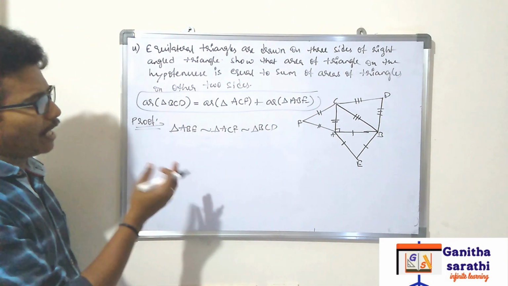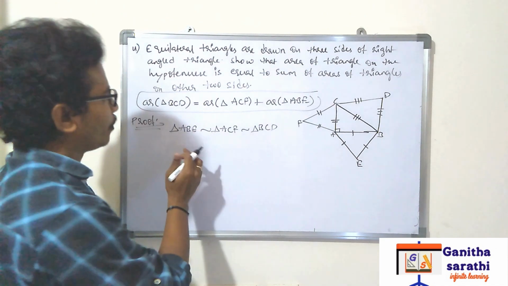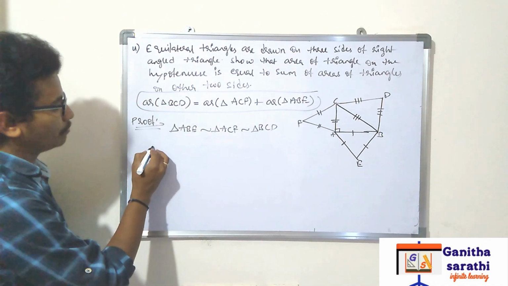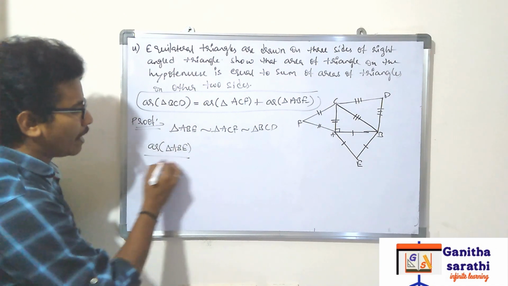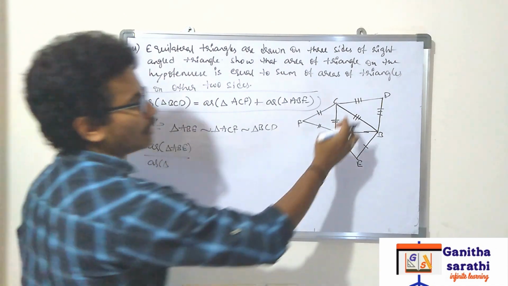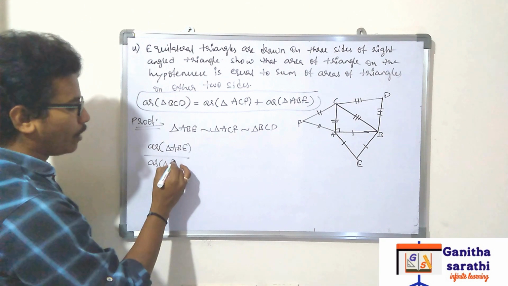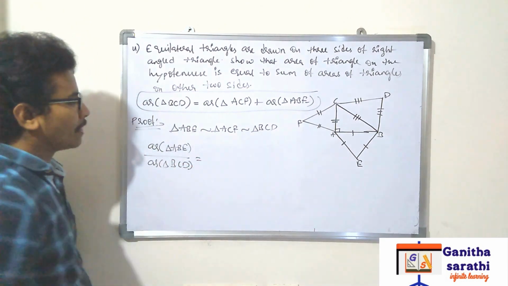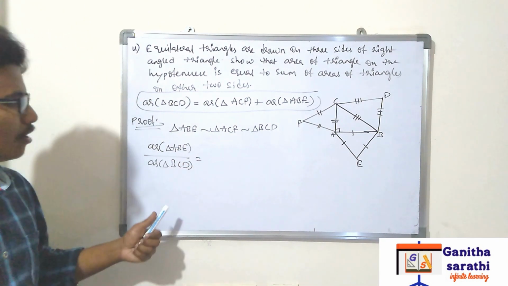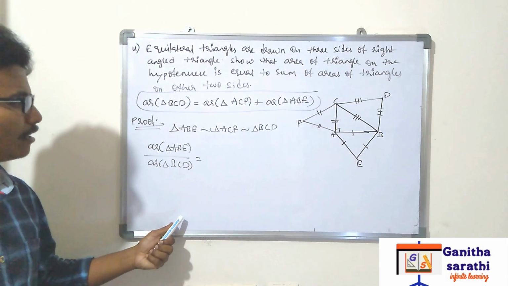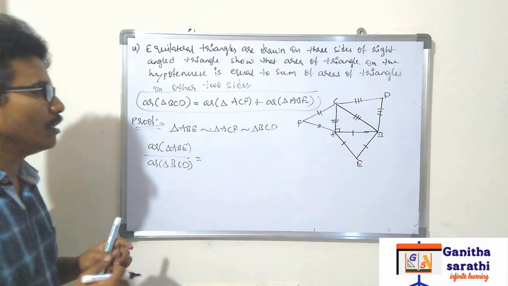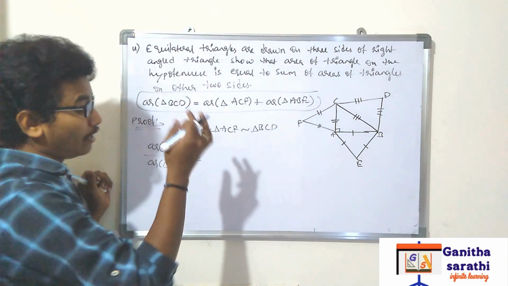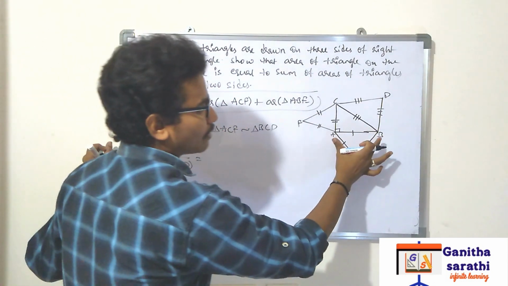Take any two triangles. I am taking, in triangle ABE, the area of triangle ABE by the area of triangle BCD. Why? These two are similar triangles. The ratio of areas of two similar triangles is equal to the ratio of squares of their corresponding sides. That is our theorem. So take the similar triangles now, similar sides. What are the corresponding sides?